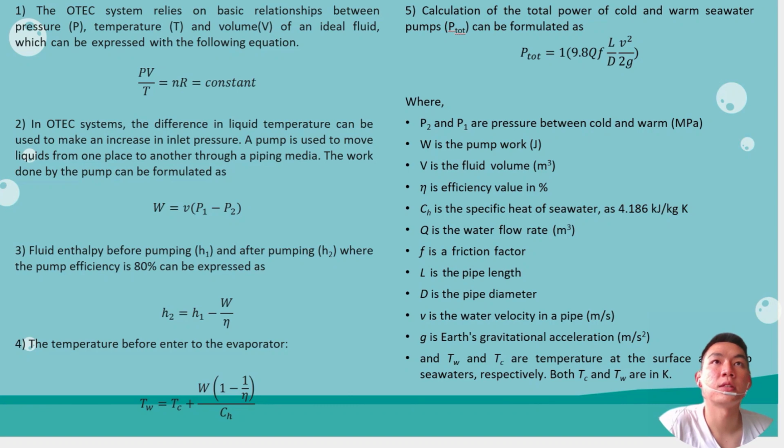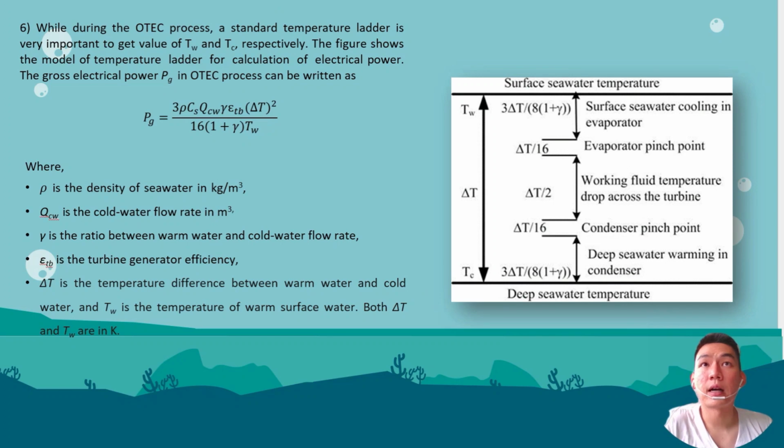And formula number 5 is the calculation of the total power of cold and warm seawater pumps, P top, and can be formulated as P top equal to 1 bracket 9.8 QF LV square over T2G. And the last formula is the calculation of the gross electrical power, which is PG equal to 3 rho CS QCW and gamma epsilon TB theta T square over 16 bracket 1 plus gamma TW.